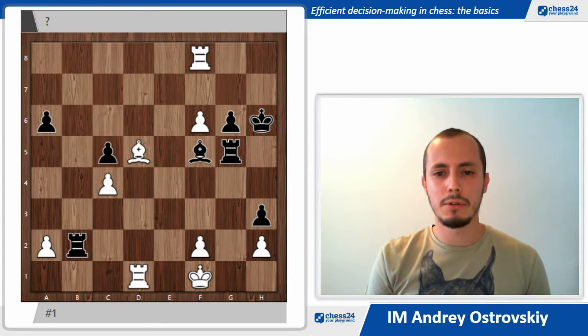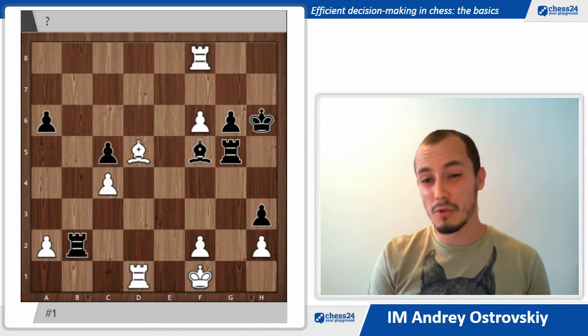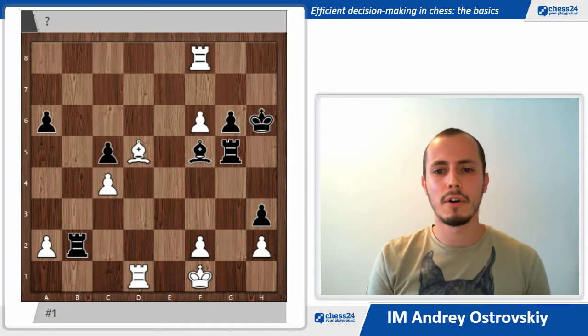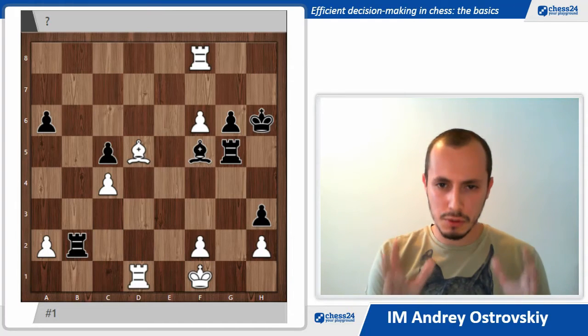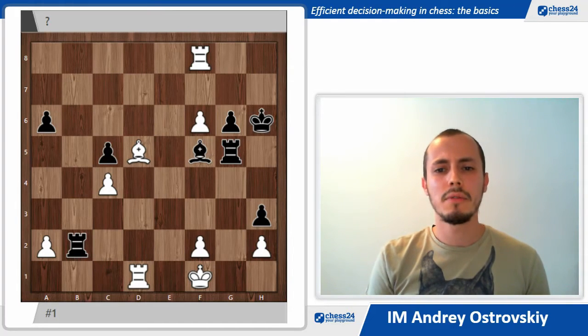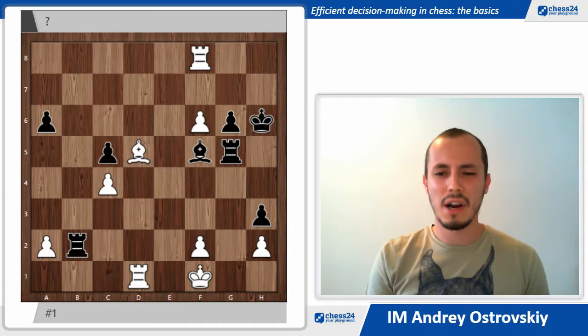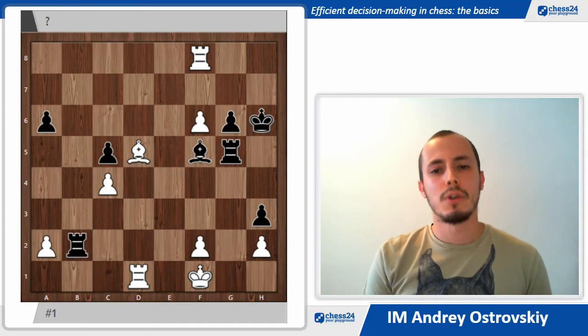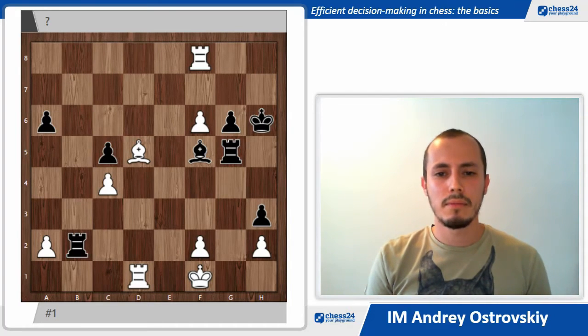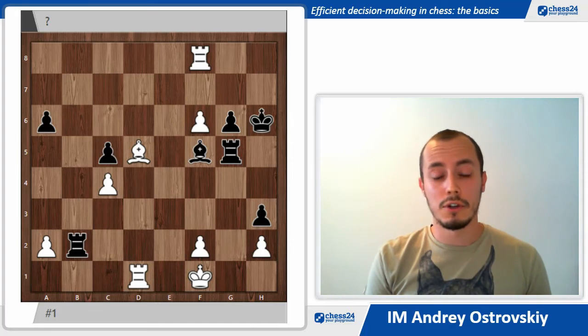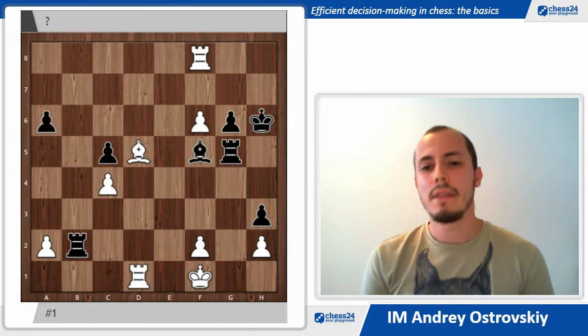And to make that properly, to have a proper focus, we need to start with the evaluation to catch the most important features of the position. And this will just direct our thinking. So the first stage of our algorithm is the evaluation. Let's try to evaluate this position.